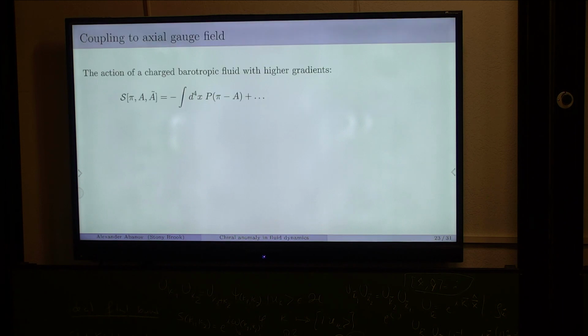So this is the action of the charged barotropic fluid, and we think about adding some higher gradients of fields. So let's just add this term. I probably change notations. So this is now not a tilde, but an axial. This is a new gauge field, not A. And it's multiplied by the current which we introduced before, right? I wrote it in differential form language to stress that this term does not depend on the metric in any way. Because it does not depend on the metric, it is not supposed to change the energy momentum tensor. So I expect the same energy momentum tensor, and only currents will be modified.